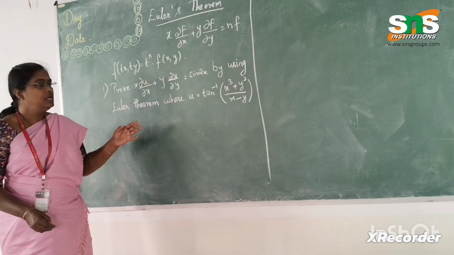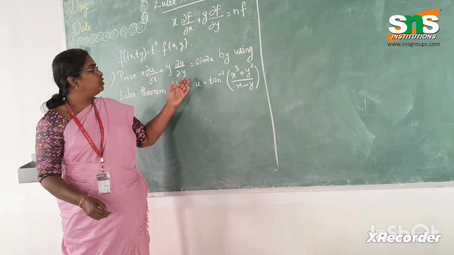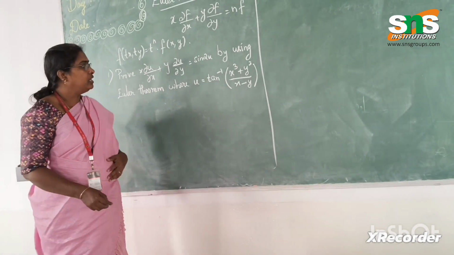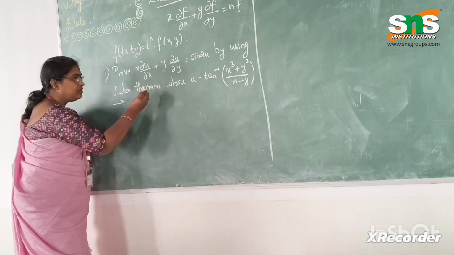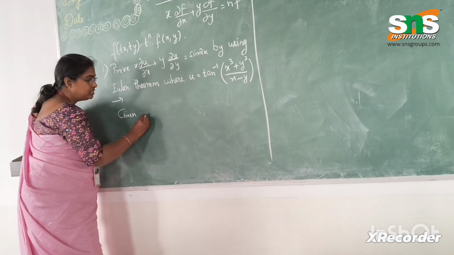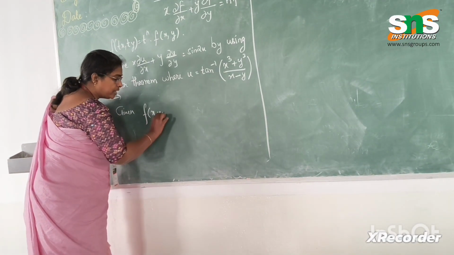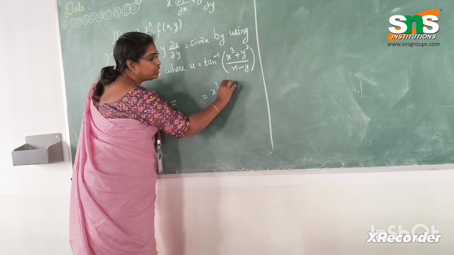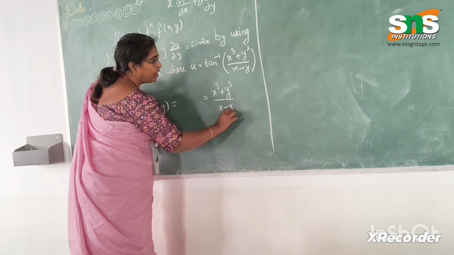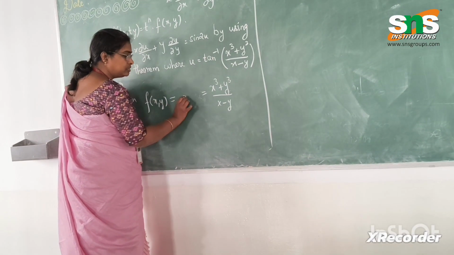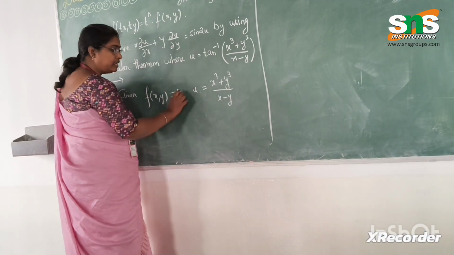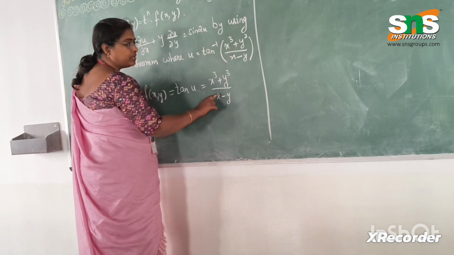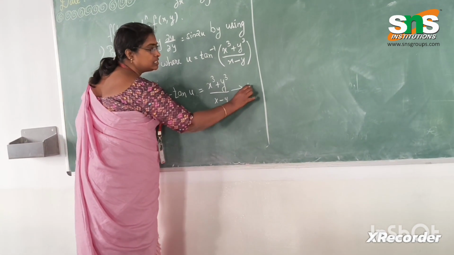I chose to prove x into ∂u/∂x plus y into ∂u/∂y equals sin 2u by using Euler's theorem, where the u value is given. So first, take the given. A function of x, y is given: u equals the inverse tan of x cube plus y cube divided by x minus y. Taking tan to the left hand side, it becomes tan u equals x cube plus y cube divided by x minus y. This is noted as equation number 1.